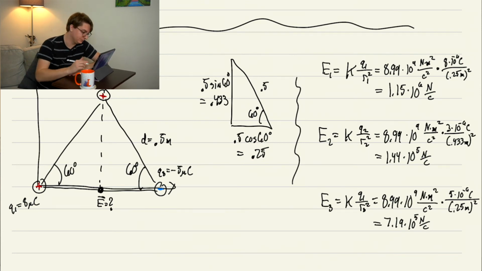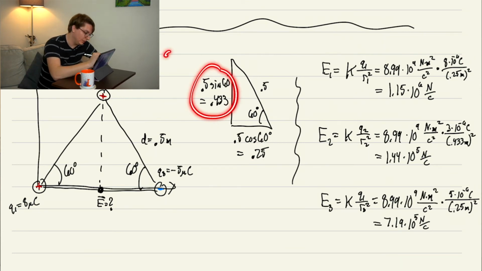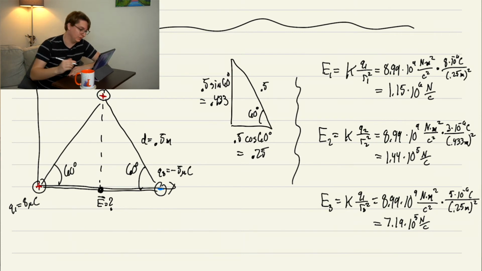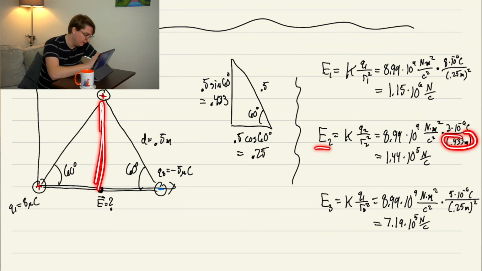That makes sense. For this opposite side, again, we're using the sine of an angle equals the opposite over the hypotenuse, and then multiplying the hypotenuse to the other side. That tells us the opposite length. The hypotenuse is 0.5, and the sine of 60 degrees tells us that this length is 0.433. That's what's going to go in our distance for E2. That is this distance here.